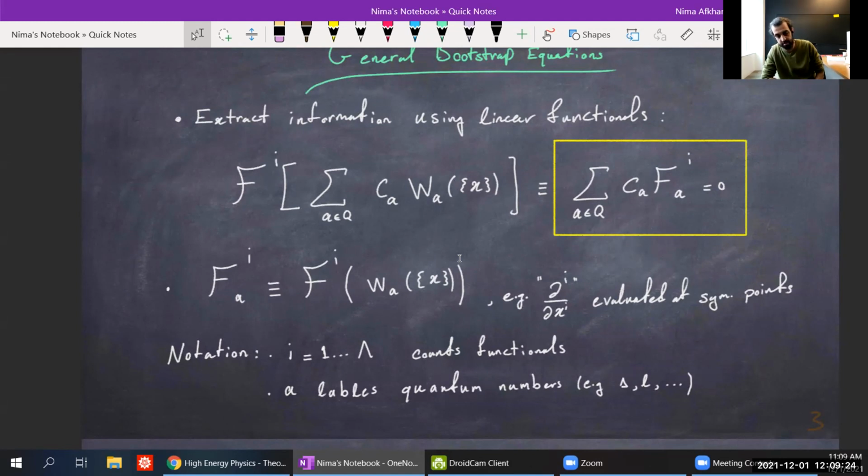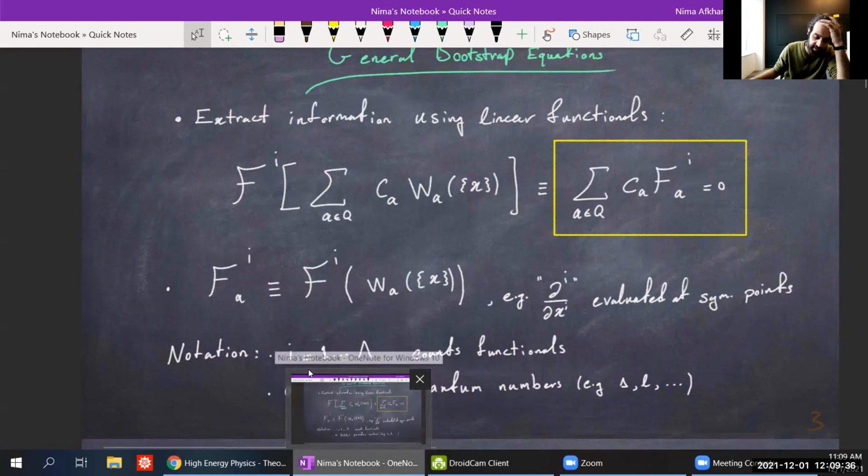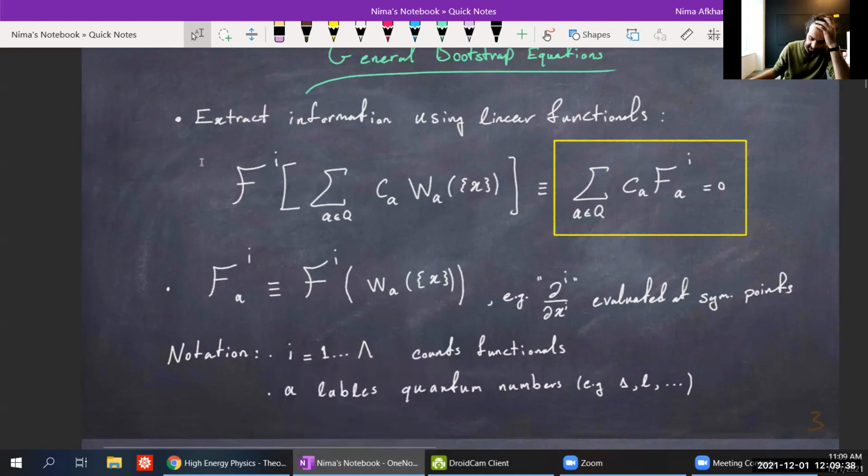And also in the rest of the talk, A will label the quantum numbers that appear in the expansion. So for example, the scaling dimensions, the spin, or whatever representation the exchanged operators can have in the expansion. So that's the notation. And this equation in the yellow box will be the one we'll be concerned with most of the time.